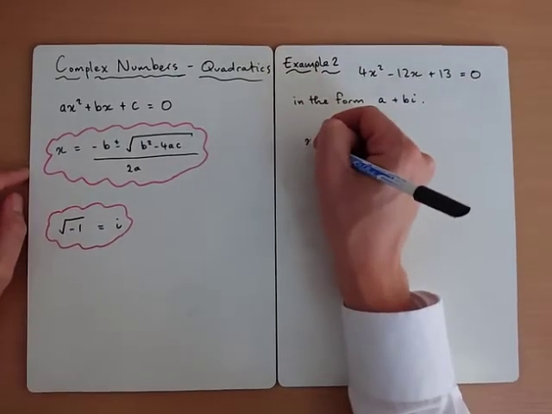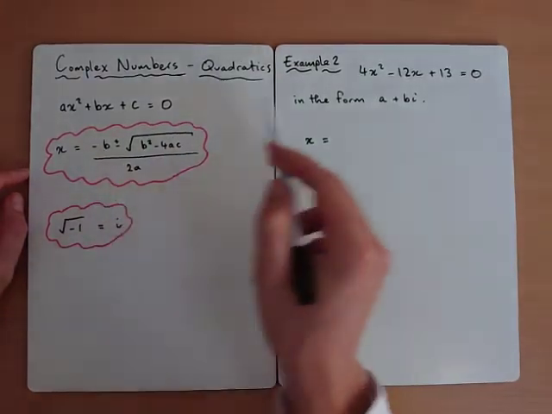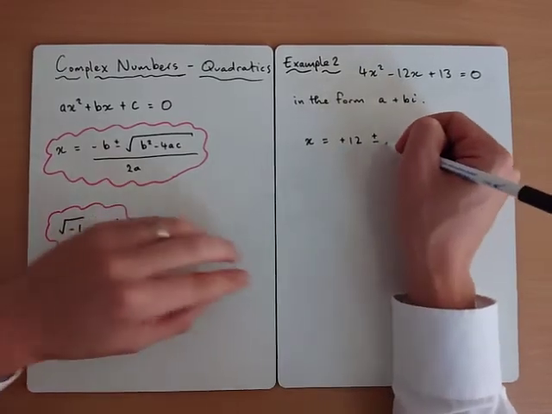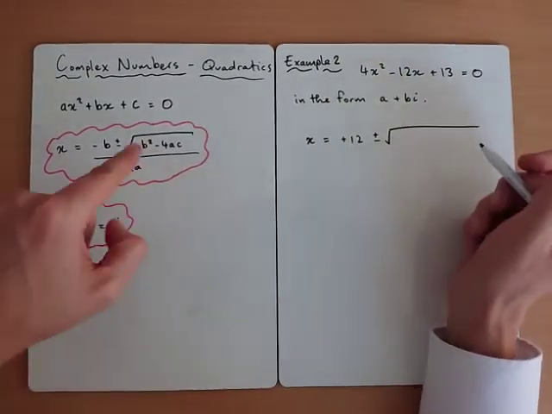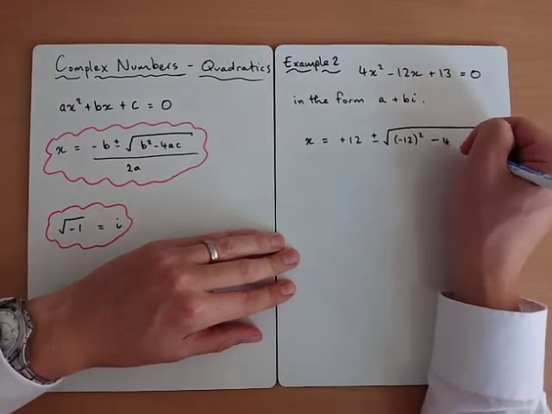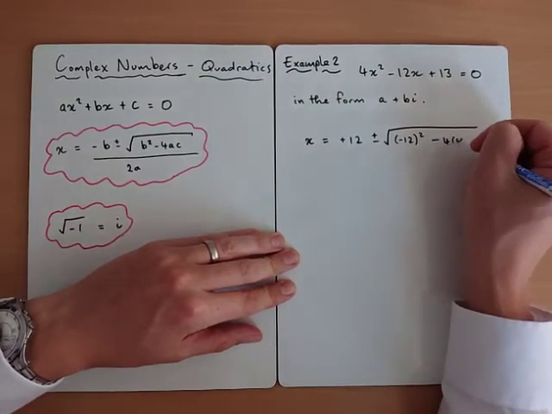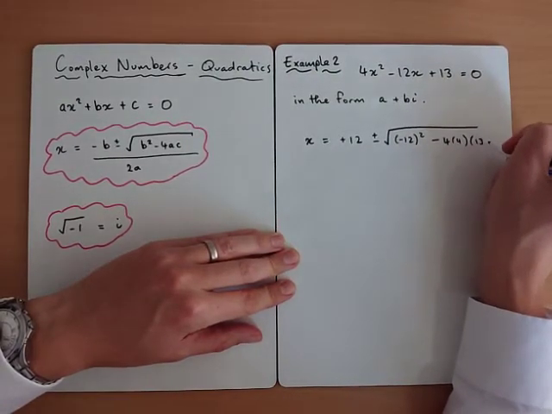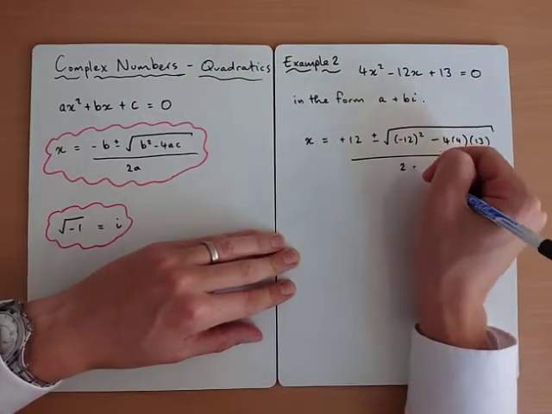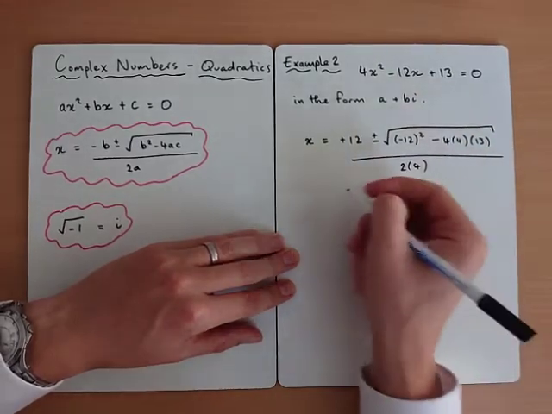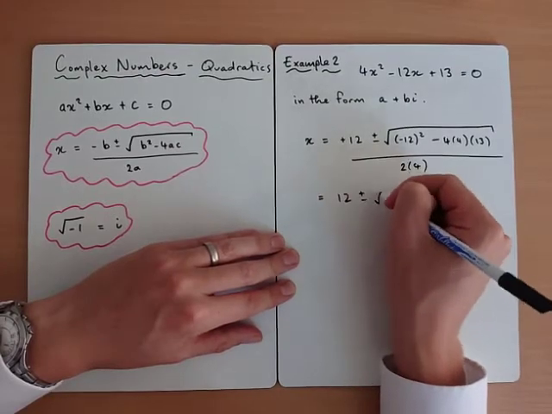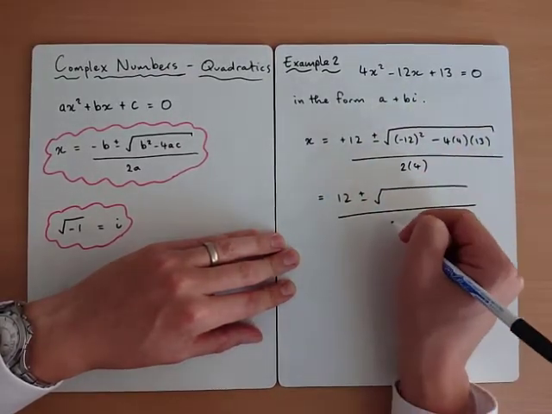Okay, so x would equal minus b. So minus 12 would become plus 12, plus or minus the square root of b squared, which is minus 12 squared, minus 4 times a, which is 4, times c, which is 13, all divided by 2a, which is 2 times 4. Okay, so we've got 12 plus or minus the square root of, divided by 8.